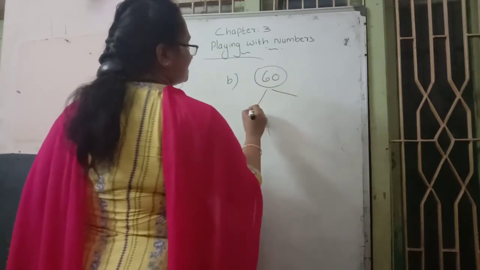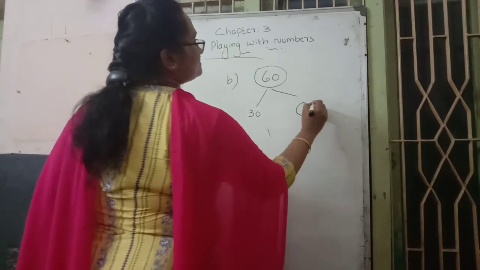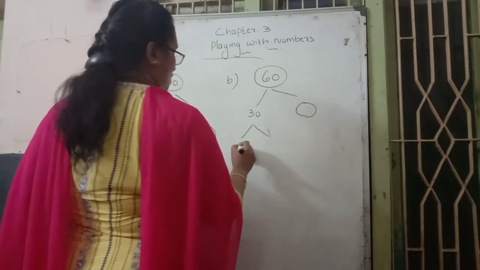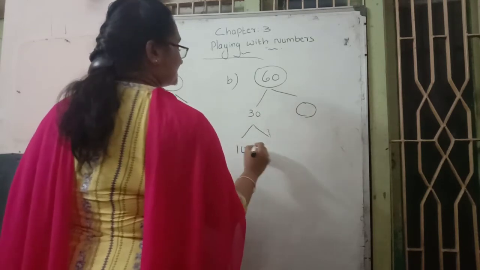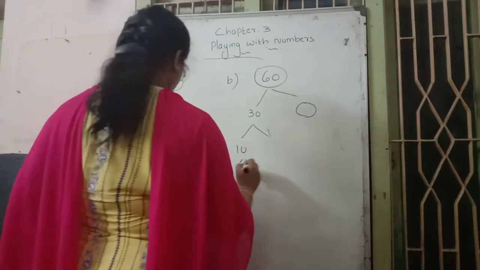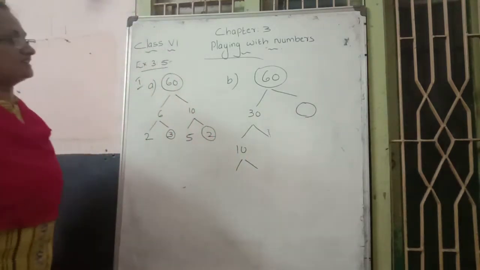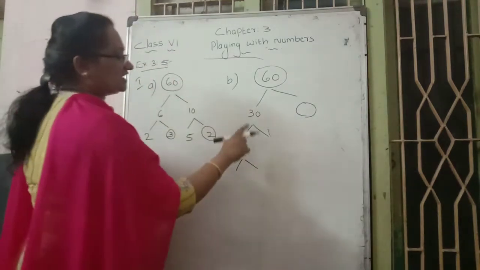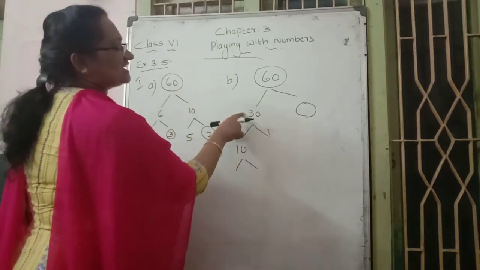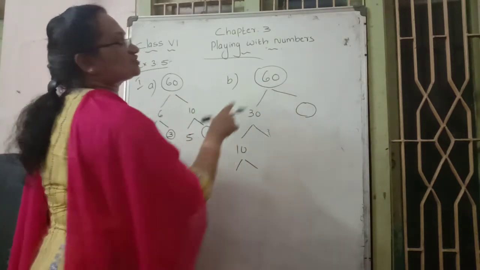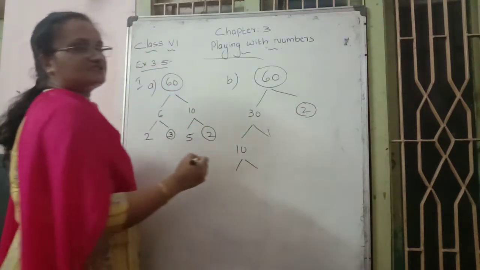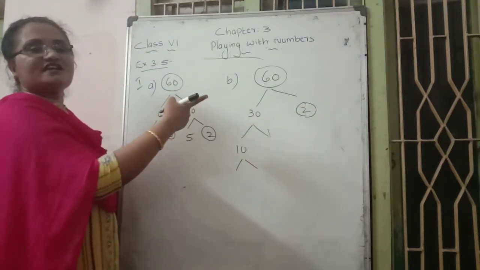We divide with the help of 30. There is a missing number there. 30 is a composite number, that's why we divide like this. Again 10 is divided in this way. So we are doing prime factorization. How can we do this? 30 is multiplied by which number to get 60? 30 into 2 becomes 60. So in the missing place we can fill 2.